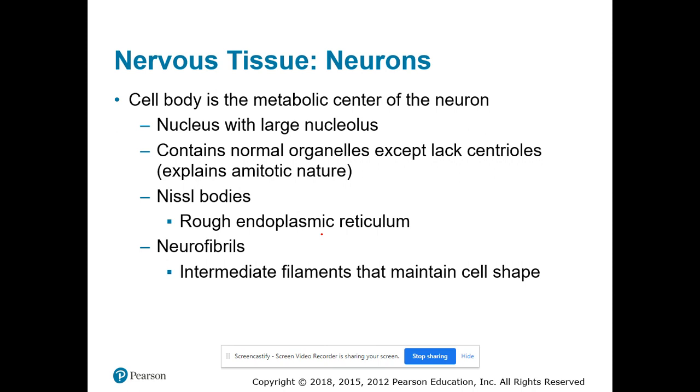So let's first talk about this cell body. The cell body is, again, the metabolic center of the neuron, and it has a very large nucleolus in the middle. Remember, your nucleolus is responsible for making ribosomes. These contain all the normal organelles that are found in cells, except they lack centrioles, which goes to further explain the amitotic nature. Amitotic means it does not divide.